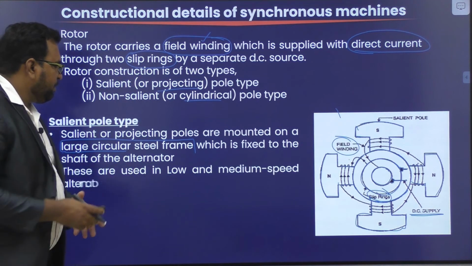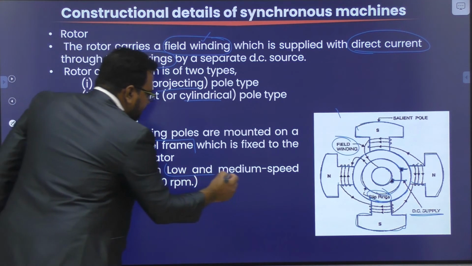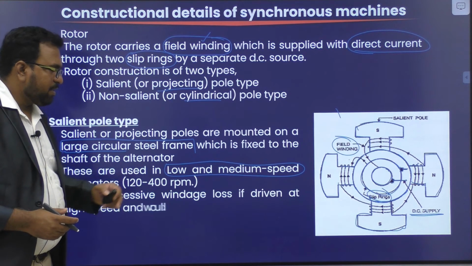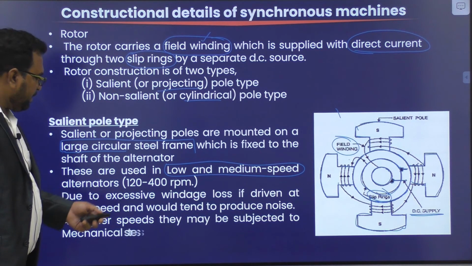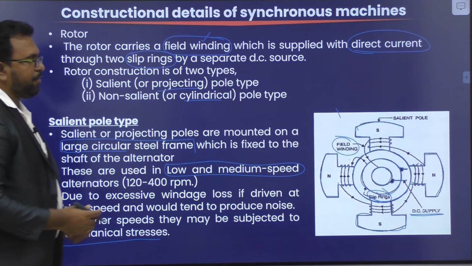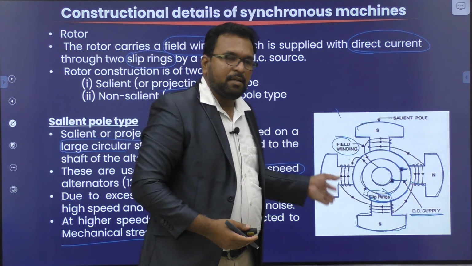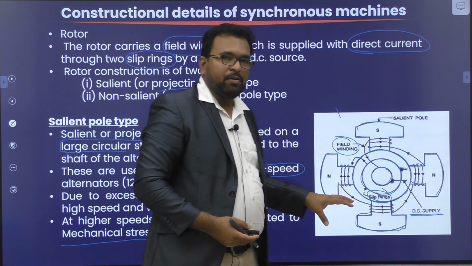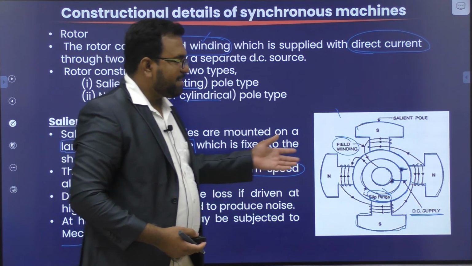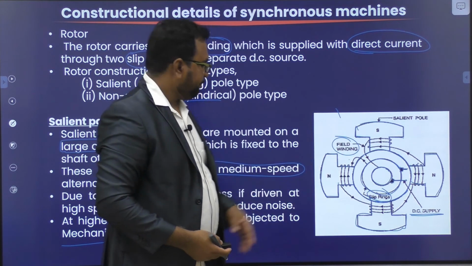These are used in low and medium speed applications. Due to excessive windage losses, at higher speeds they may be subjected to mechanical stress. When you rotate this type of machine at higher speeds, the projecting poles will be subject to mechanical stress, which leads to the mechanical imbalance of the machine.